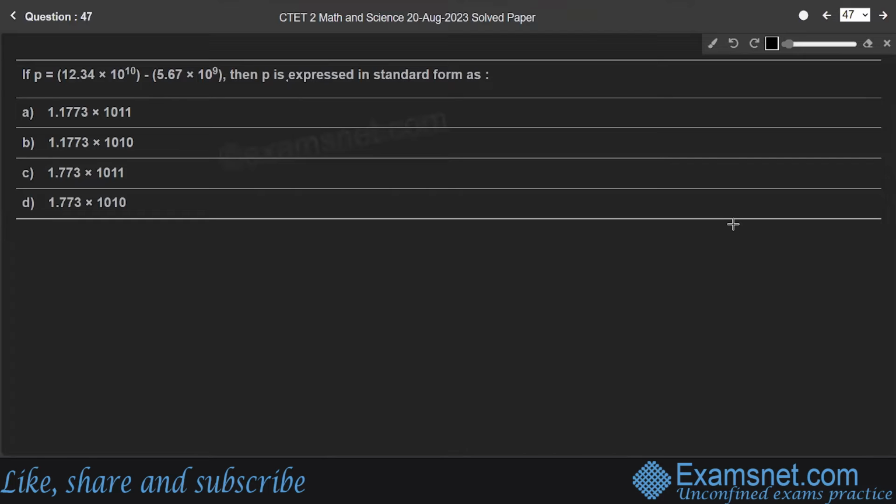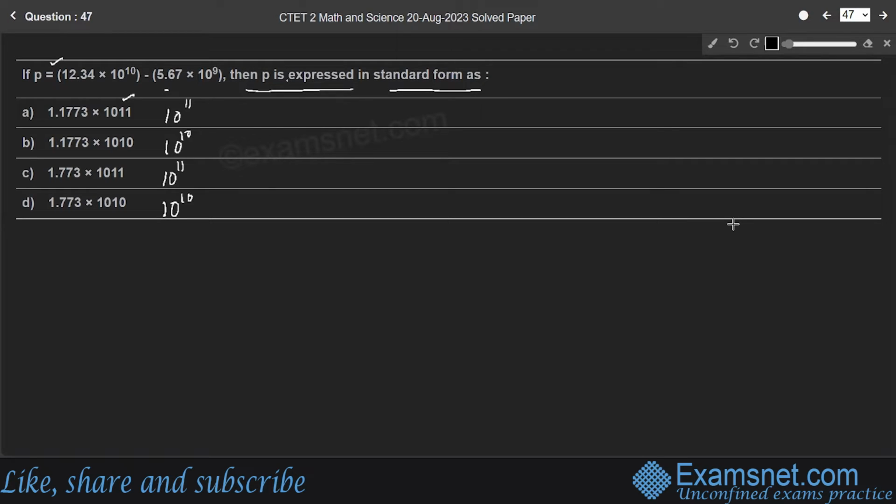Question 47. If P is equal to 12.34 into 10 raised to 10 minus 5.67 into 10 raised to 9, then P is expressed in standard form as. Among the 4 options, each number is multiplied by a power of 10. Here the powers are 11 and 10, right? So the options are in terms of 10 raised to 11 and also in terms of 10 raised to 10.